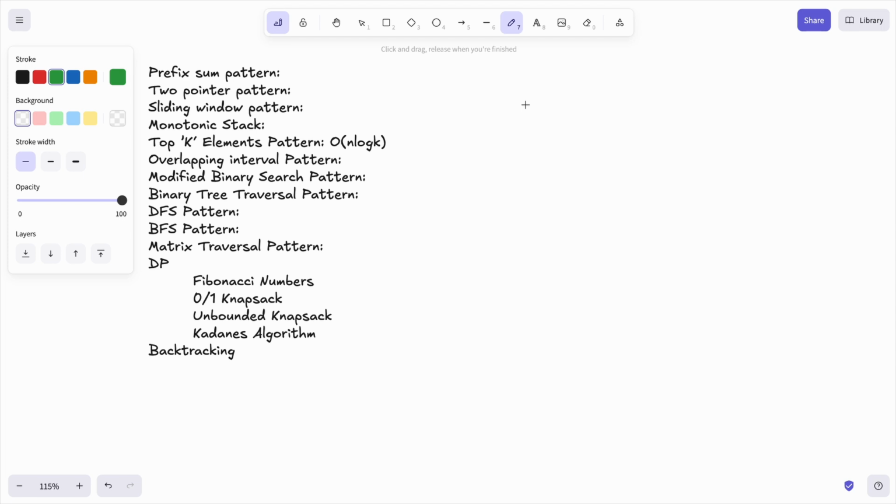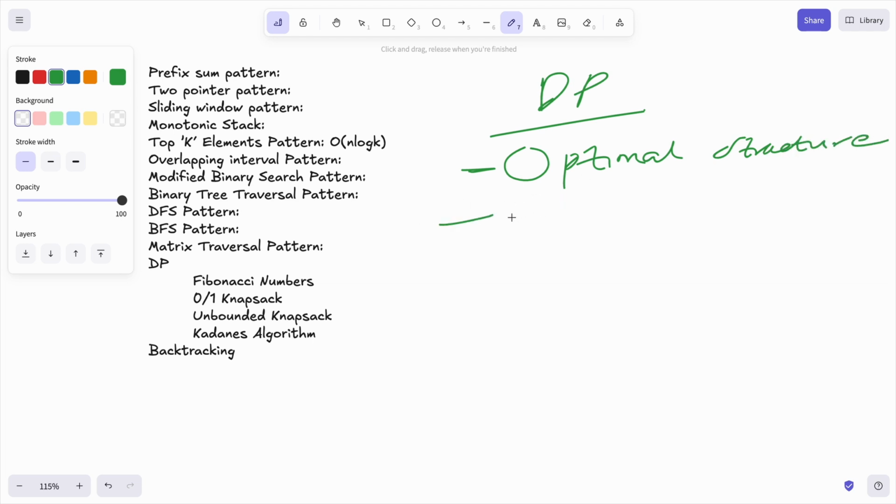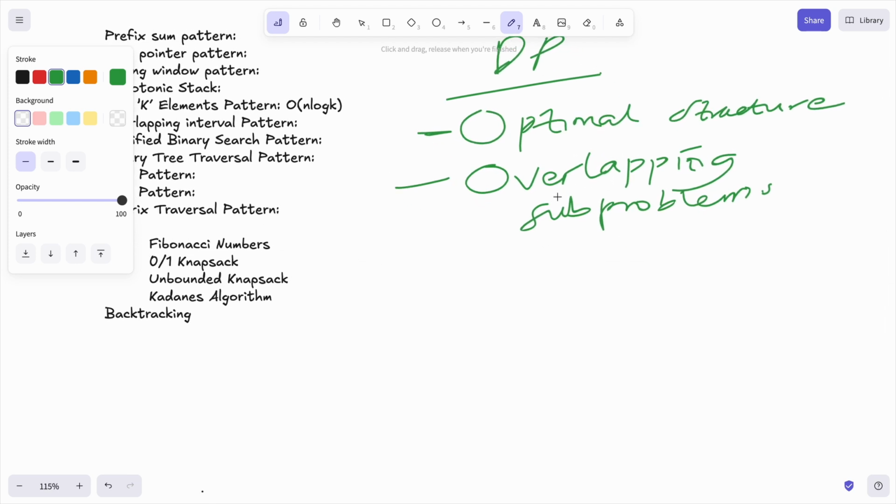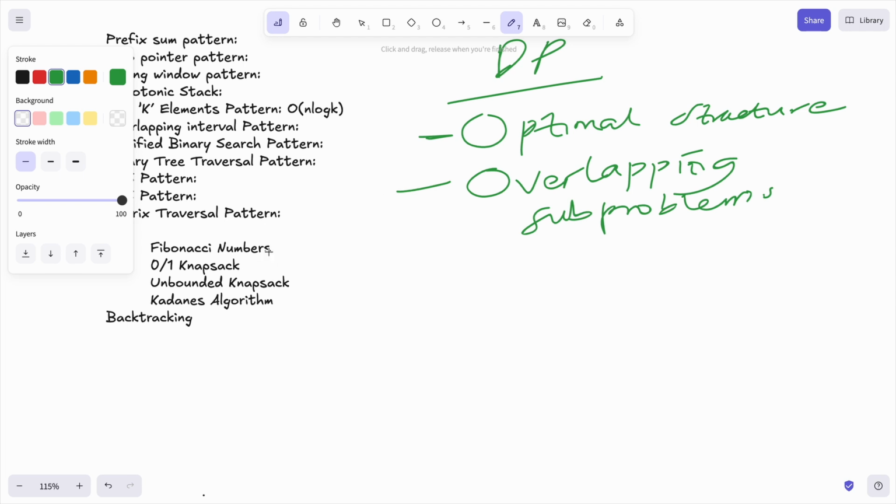So we mentioned that when it comes to dynamic programming, the question or a solution to the question needs to exhibit some properties. The first one is that it needs to have an optimal substructure. We already explained what that means. Second is that the subproblems need to be overlapping. So we see overlapping subproblems. If we have a question that fulfills these two properties, that means the question is amenable to dynamic programming.